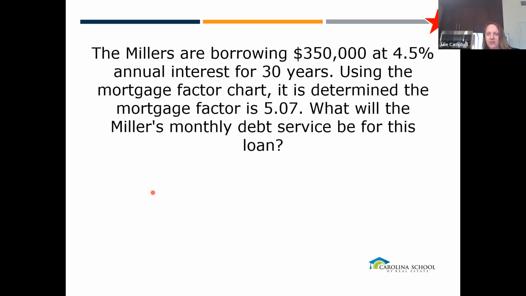Just read it. So the Millers are borrowing $350,000 at 4.5% annual interest for 30 years. Using the mortgage factor chart, it is determined that the mortgage factor is 5.07. What will the Millers' monthly debt service be for this loan?